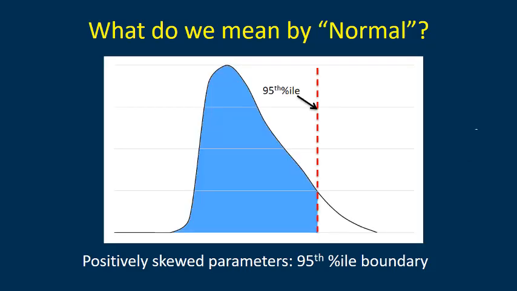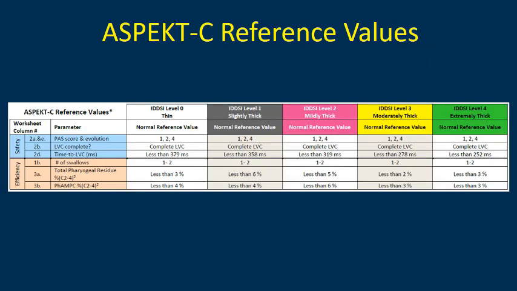So for these positively skewed parameters, we will define the normal range as values that fall beneath the 95th percentile of the distribution, as shown in the blue shaded area on this curve, and abnormal values would be those that fall above that line in the top 5% of the distribution. On your ASPEKT-C reference values handout, you can find this table which shows you the boundaries that define the normal range for the various parameters that we're going to talk about in today's presentation. Notice that there are different cutoff values defining the boundaries of normal for each consistency tested.